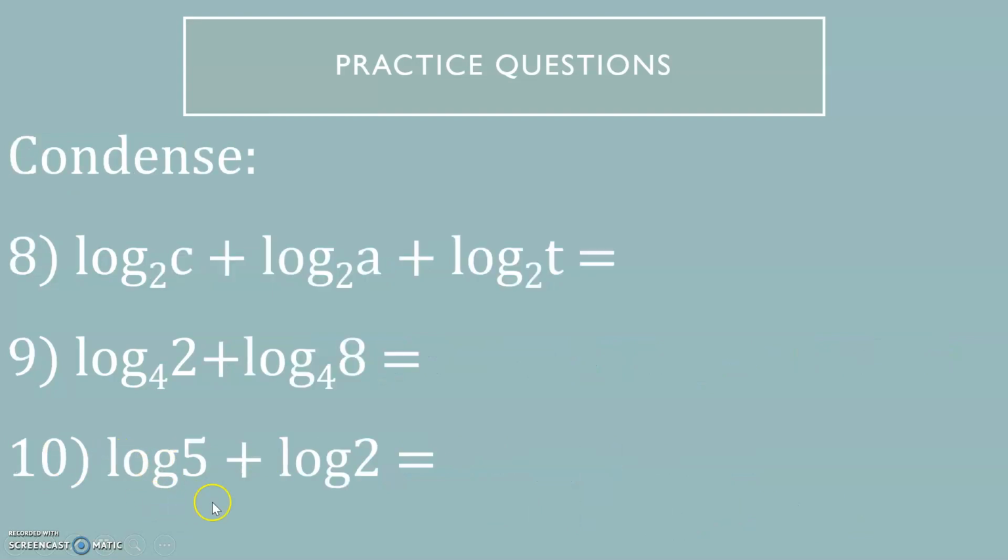Let's condense. 3 logarithms get condensed into a single logarithm, base 2. Since the 3 logarithms are added together, we will multiply the arguments. Log base 2 of cat.